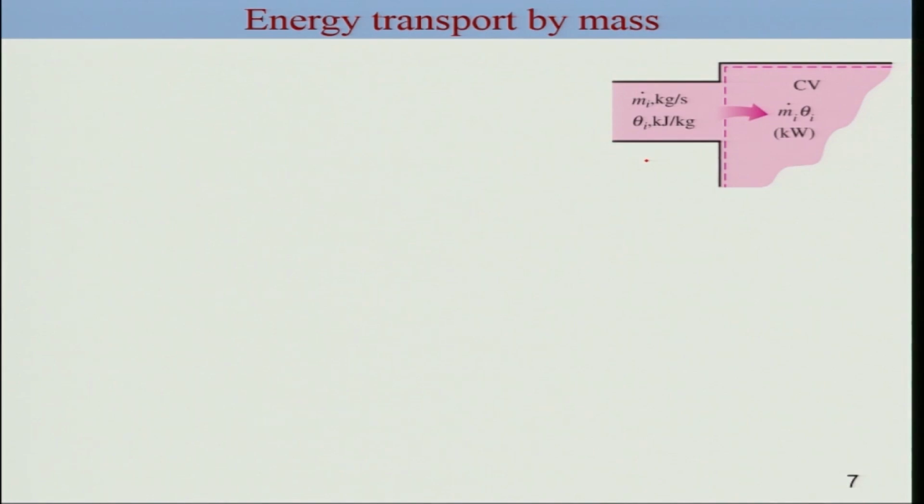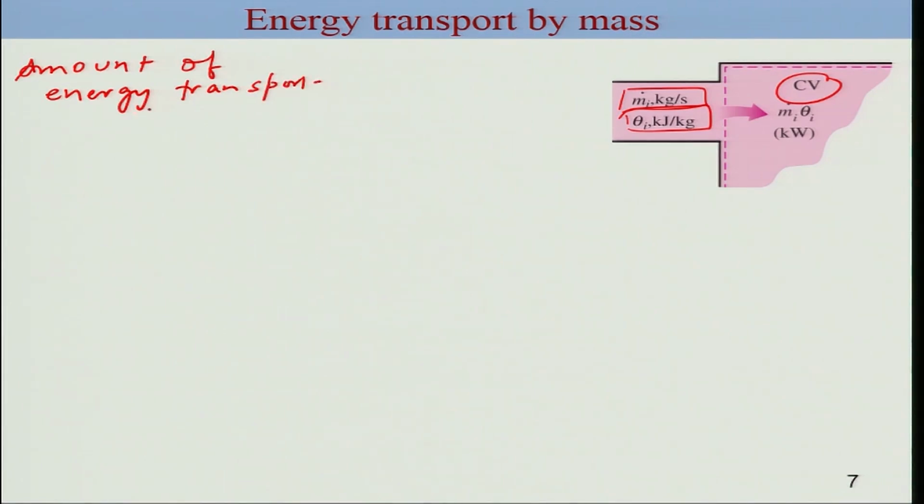Okay, so let me describe this more for the case of energy transport. Let me consider this particular control volume. This is your control volume, and this is a flowing fluid with a mass flow rate, and this is the corresponding total energy of this flowing fluid per unit mass. So what would be the amount of energy transport for a given, let us say, mass m of fluid?